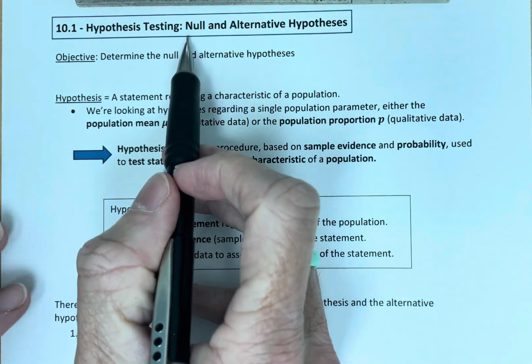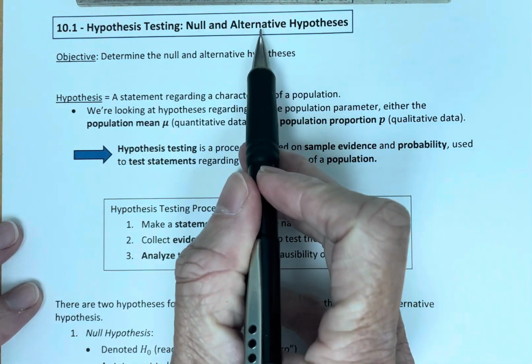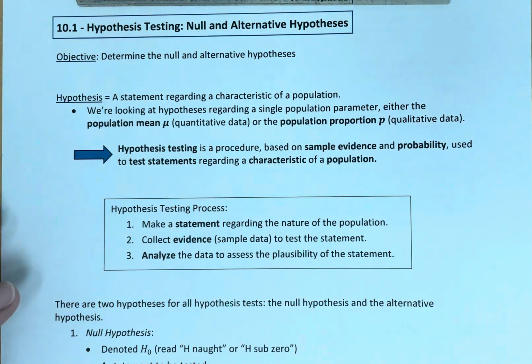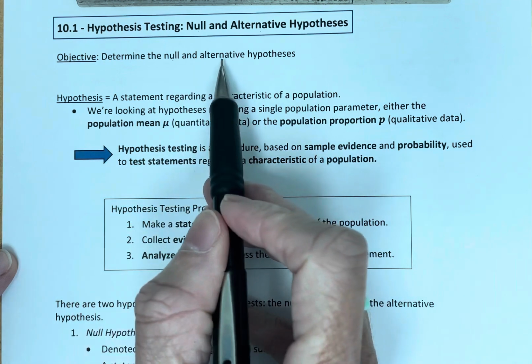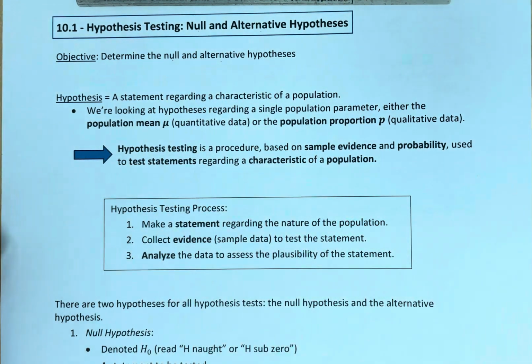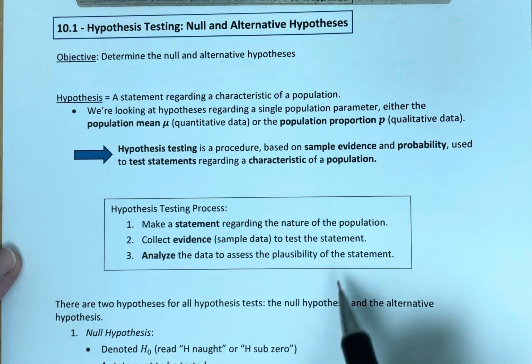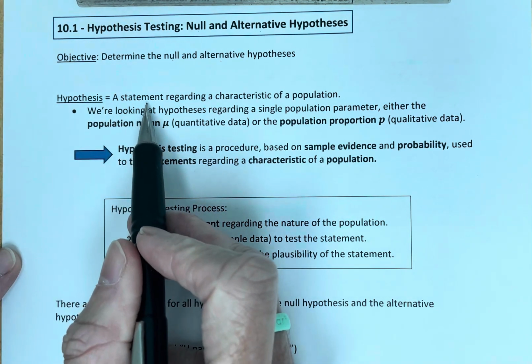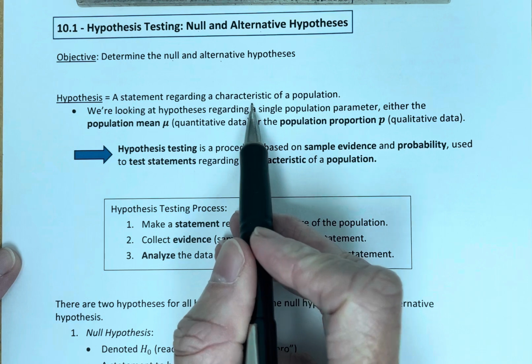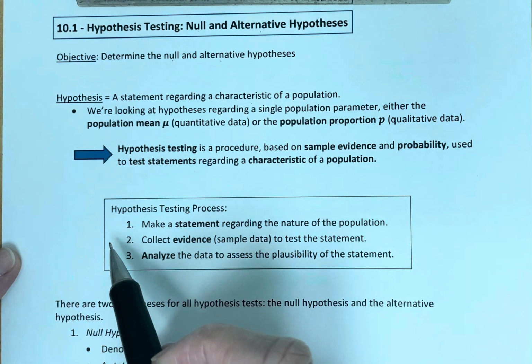Hypothesis testing, the null and alternative hypotheses. Our objective: determine the null and the alternative hypotheses. So what is a hypothesis? It is a statement regarding a characteristic of a population.